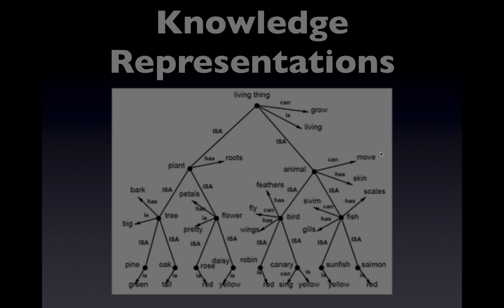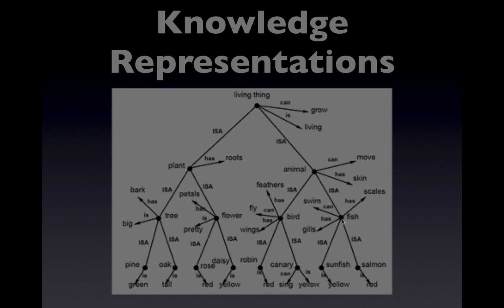So here I found an example of a propositional network. So we can see at the top here, you have living thing, and it has the properties that it can grow, that it's living. I would also put on here these kinds of things. And then animal can move, it has skin, etc. And then you have things like bird. Bird is a, see this is a right here? This is an is a link. Bird is an animal. And the things you know about birds is that they fly, they have feathers, they have wings.